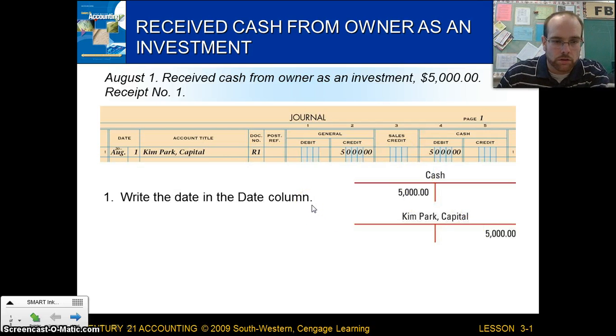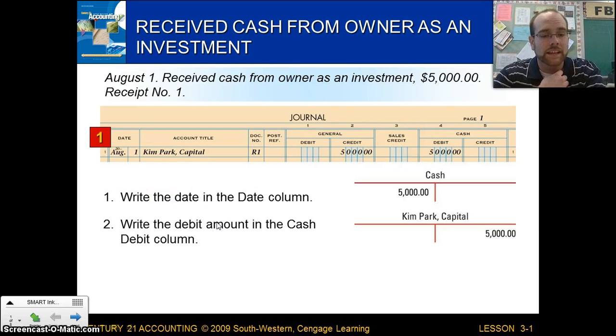In writing this general journal, or in writing into this journal entry, the first step is to write the date in the date column. So in this case, we have August 1st, and we put that in there right there. The next step is to write the debit amount in the cash debit column. So we receive cash, so the second thing is to, under here it's going to say is it a cash debit or a credit, because in this particular journal, cash is generally going to have something happen to it.